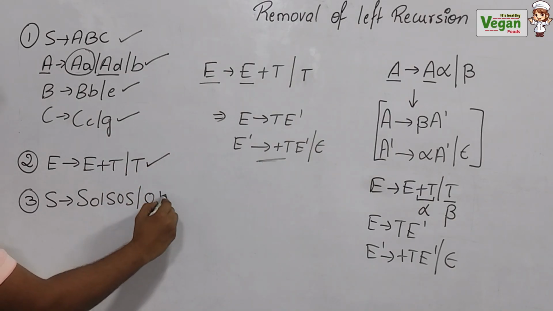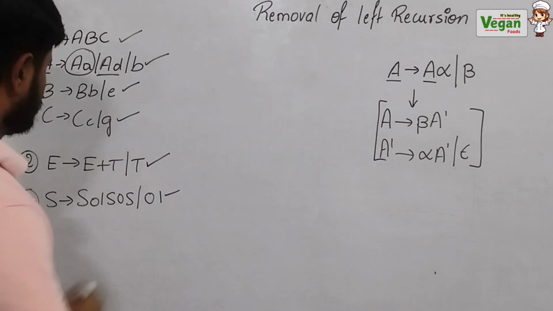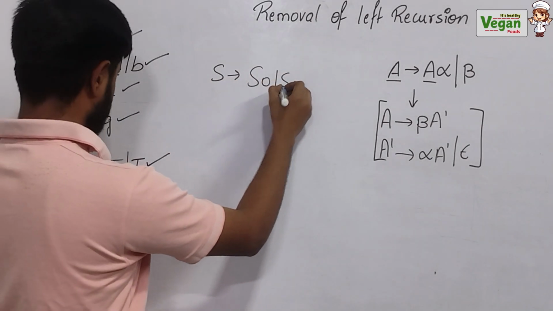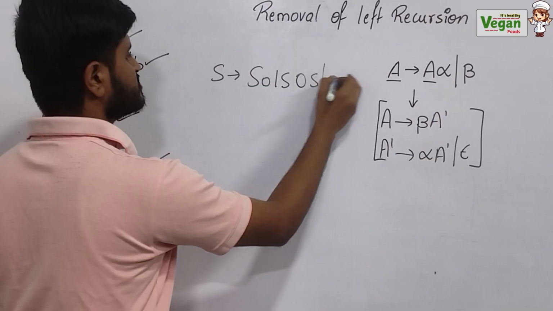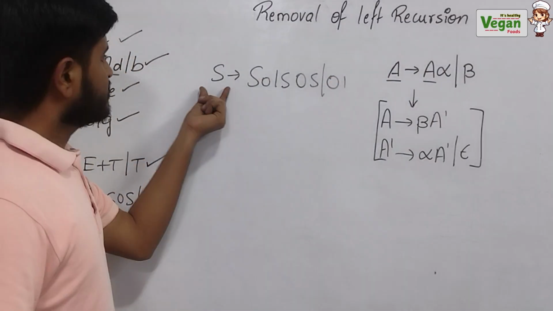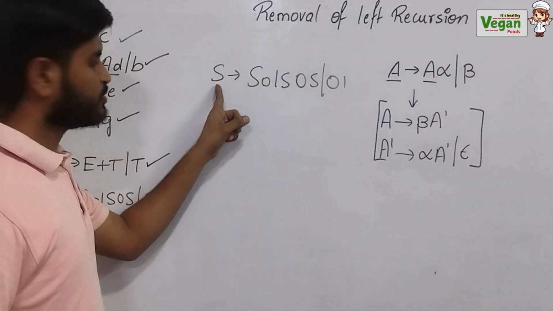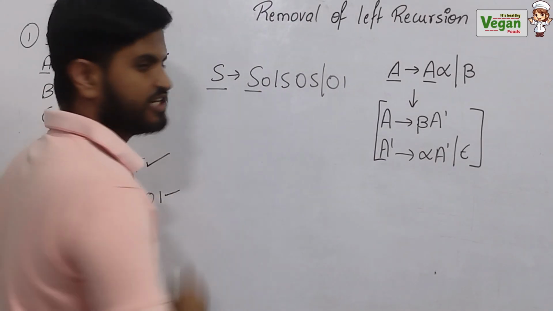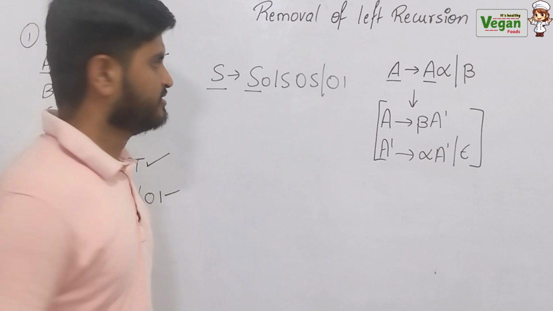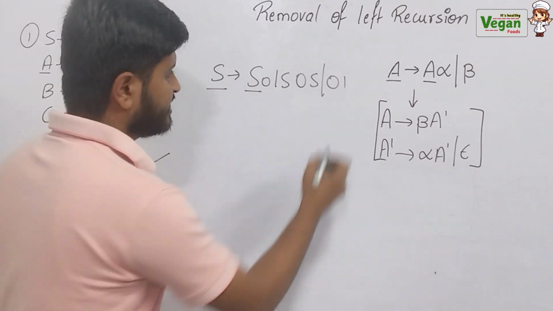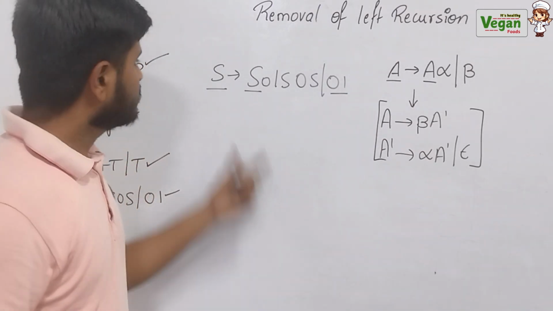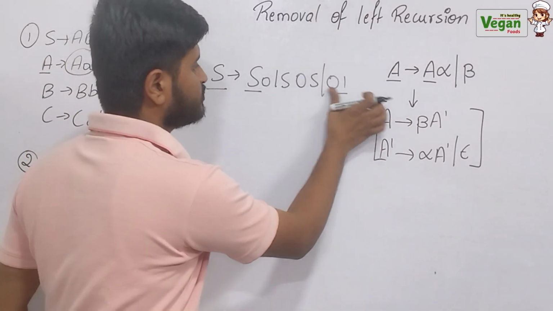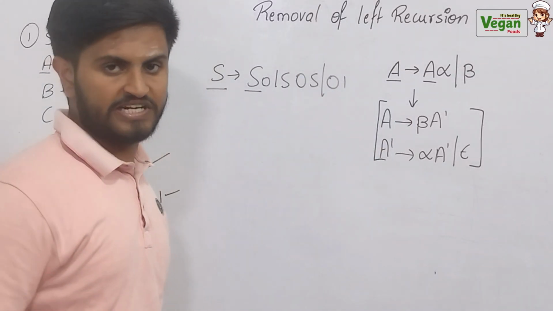Now let's move on to the third question. So what is the third question? S producing S01 S0 slash 01. If you see, two productions are there which are produced by the S. So it is producing a left recursion. If you see another production, it is starting with 01. So here the producer is capital letter S. Both are different. So you can consider 01 as a beta value.